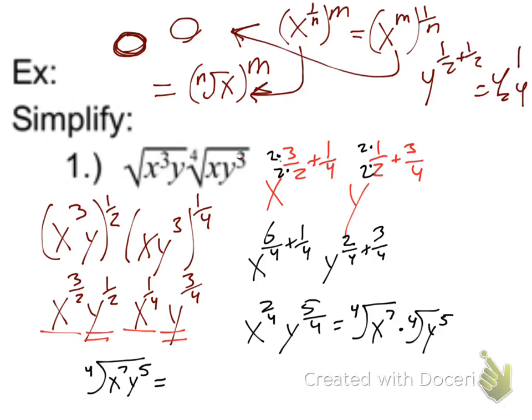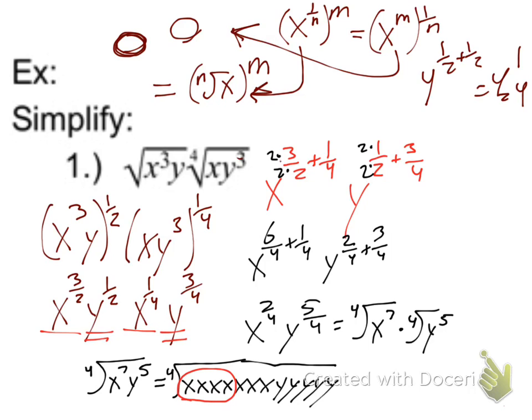Well, here's the cool thing. What does x to the 7th and y to the 5th really mean? Well, it means that there are 7 x's, 1, 2, 3, 4, 5, 6, 7, and 1, 2, 3, 4, 5 y's being multiplied together. What I need to do is I need to group them into groups of 4, so they can go to the dance. So those x's can go, those y's can go.